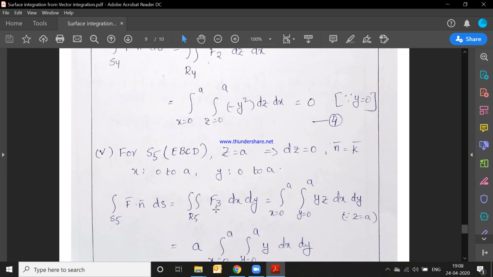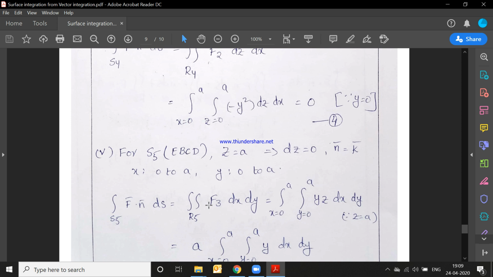Next, going to the fifth surface. Fifth surface means the upper part of the cube, so that is S5, consider as S5. In our figure EBCD is the S5, and upper part means for the cube at z is equal to a, so that's why z value is a and dz is 0. If you take the outward normal from that plane, then it is parallel to the z axis in the positive direction, so that's why n bar is equal to k bar. X limits are 0 to a, y limits also 0 to a.